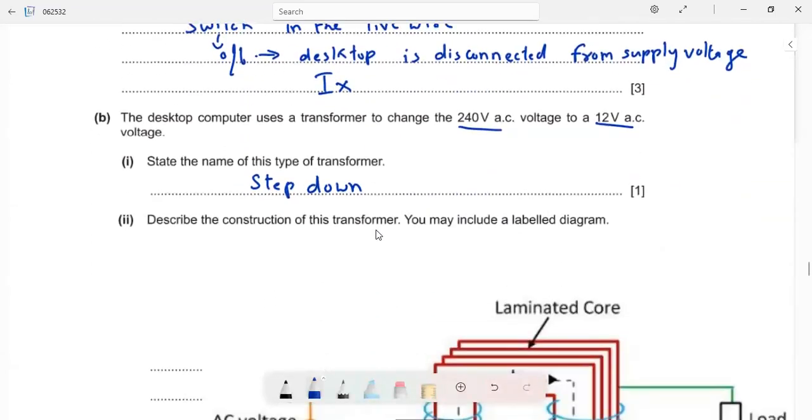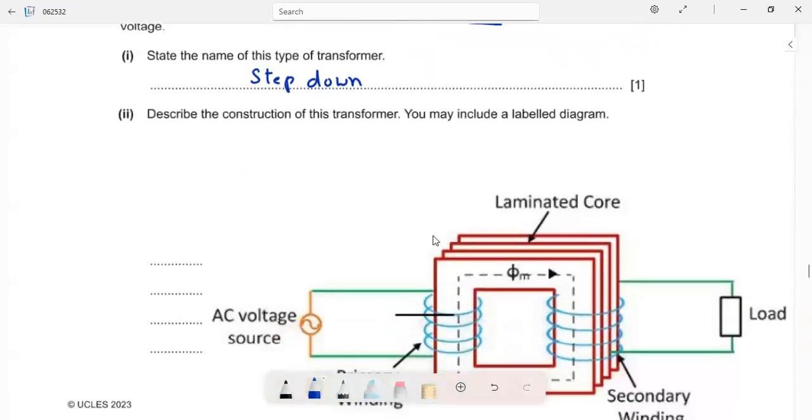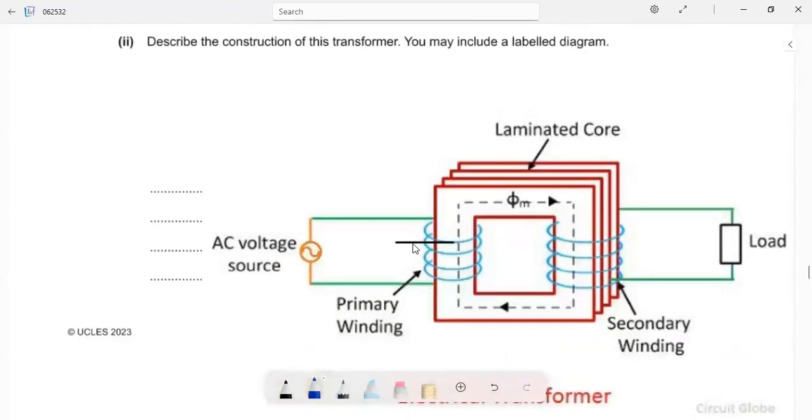Describe the construction of this transformer. You may include a labelled diagram. So in a transformer, a soft iron core will be there. You can see the laminated core here. Then the primary winding, the primary coil, a copper coil, will be there. The secondary coil will be there. So copper wire will be there as the primary and secondary winding.